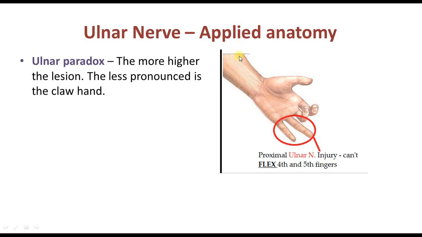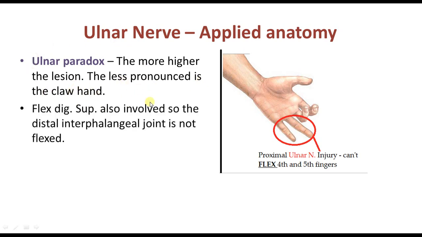If it is at the more proximal level, then naturally the medial half nerve supply of your flexor digitorum profundus is disturbed. Then what happens? You don't get the flexion of these digits, because of unopposed action of extensors. So that is why, if the lesion is at a higher level, high above the forearm or wrist, the less pronounced is the claw hand, which is called the ulnar paradox. That is flexor digitorum superficialis. So distal interphalangeal joint is not flexed.